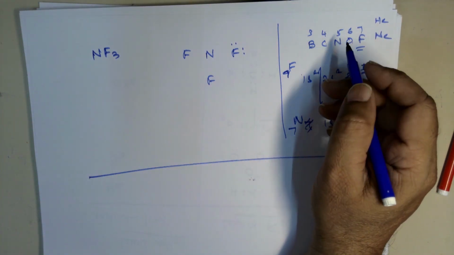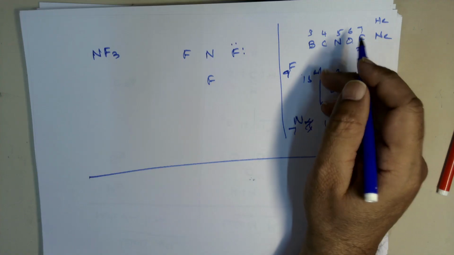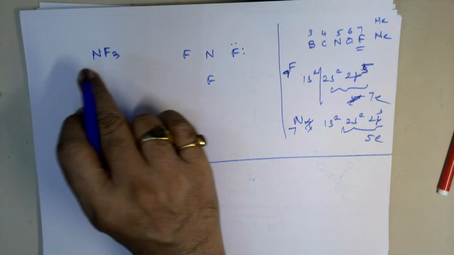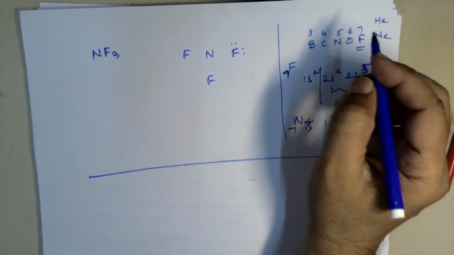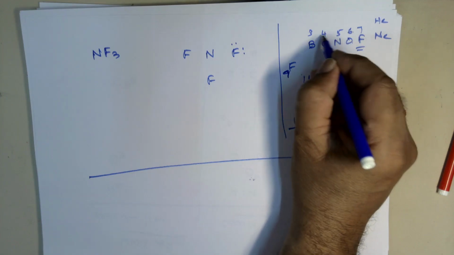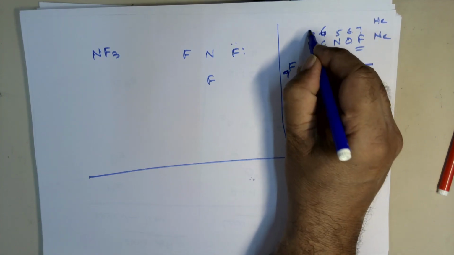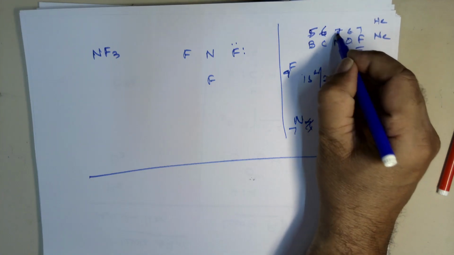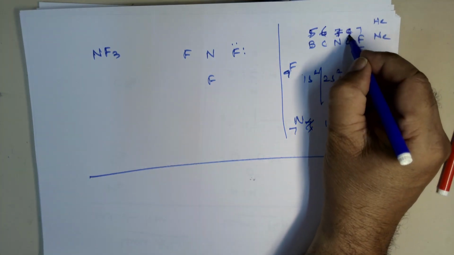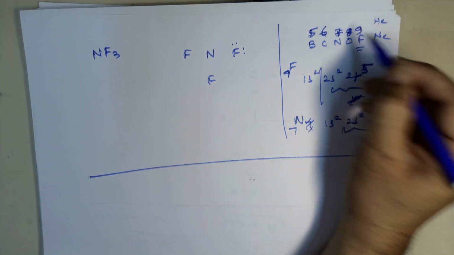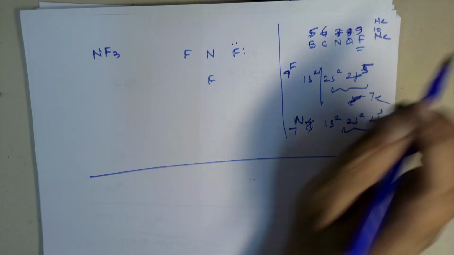Now listen. I have made a mistake here. Actually, carbon is 6 here, right? Boron is 5. So nitrogen is 7. And here oxygen 8. And then 9, right? Neon 10. Got it?